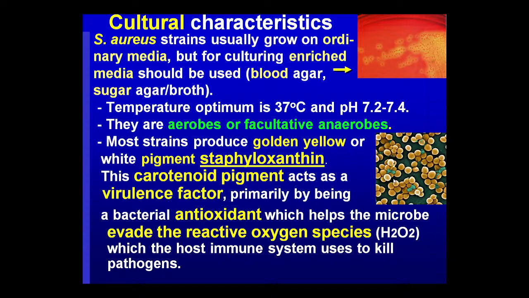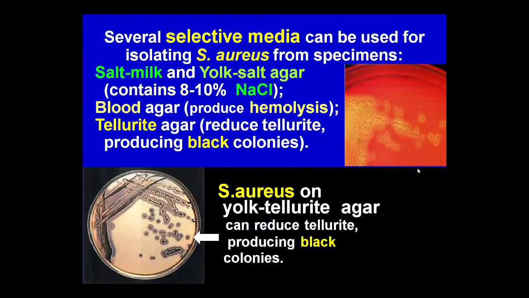By the way, this is a carotenoid pigment, but it may act as a virulence factor, primarily as an antioxidant that helps the microbe to withstand the active radicals that can be found inside the macrophage vesicles, lysosomes, so to kill bacteria. So it may withstand it due to this staphyloxanthin.